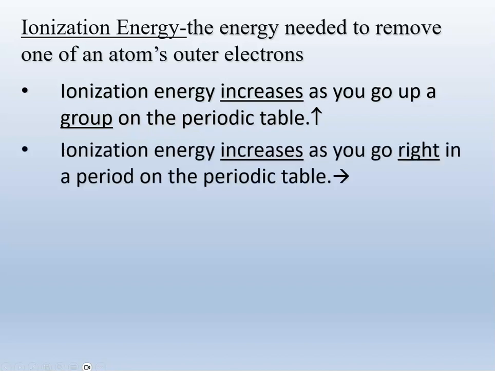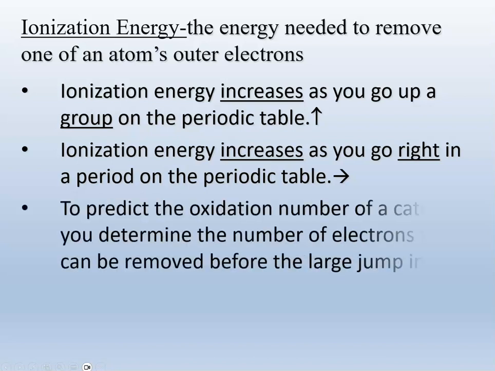And then it's going to increase as we move to the right on the periodic table. Same thing, that's a smaller atom closer to the nucleus. So if you can see, this trend is completely opposite that of radius. This one is up and to the right, where radius was down and to the left. And the way we use ionization energy is to predict the oxidation numbers.